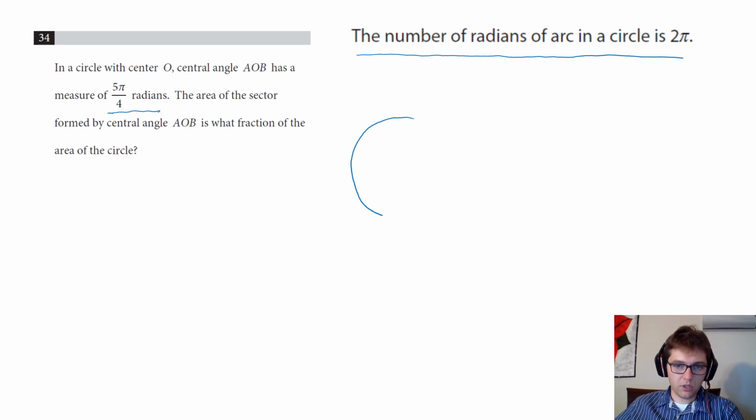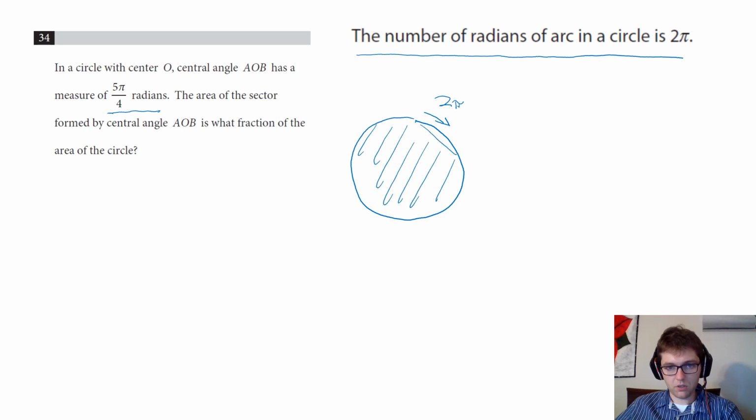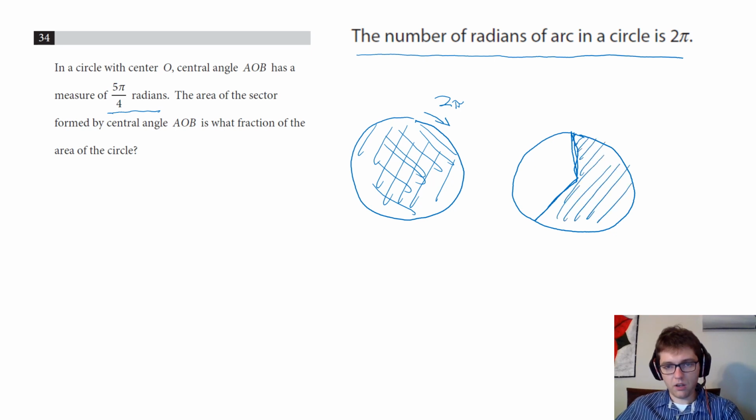So just for the visual, you have a circle. One full revolution around is 360 degrees, or 2 pi radians, to go all the way around to fill the full circle. Now what they're saying is you're working with a circle where you have an angle formed by AOB. I don't remember exactly where that ends up, but it looks something like that, where you're only working with this area here, and the amount that you're traveling is 5 pi over 4 radians.